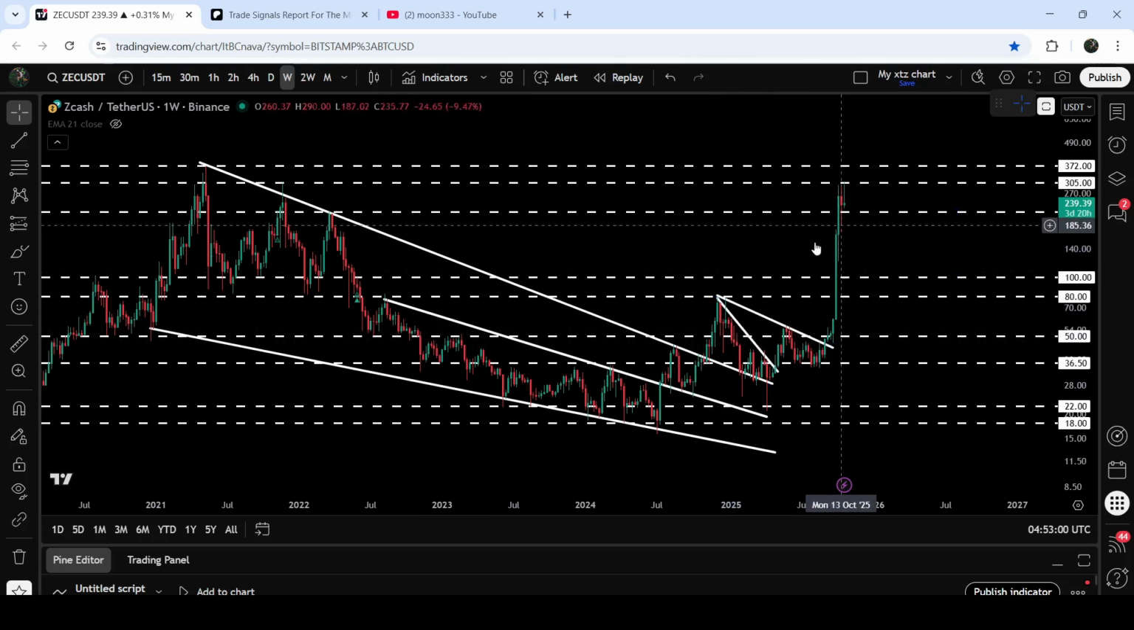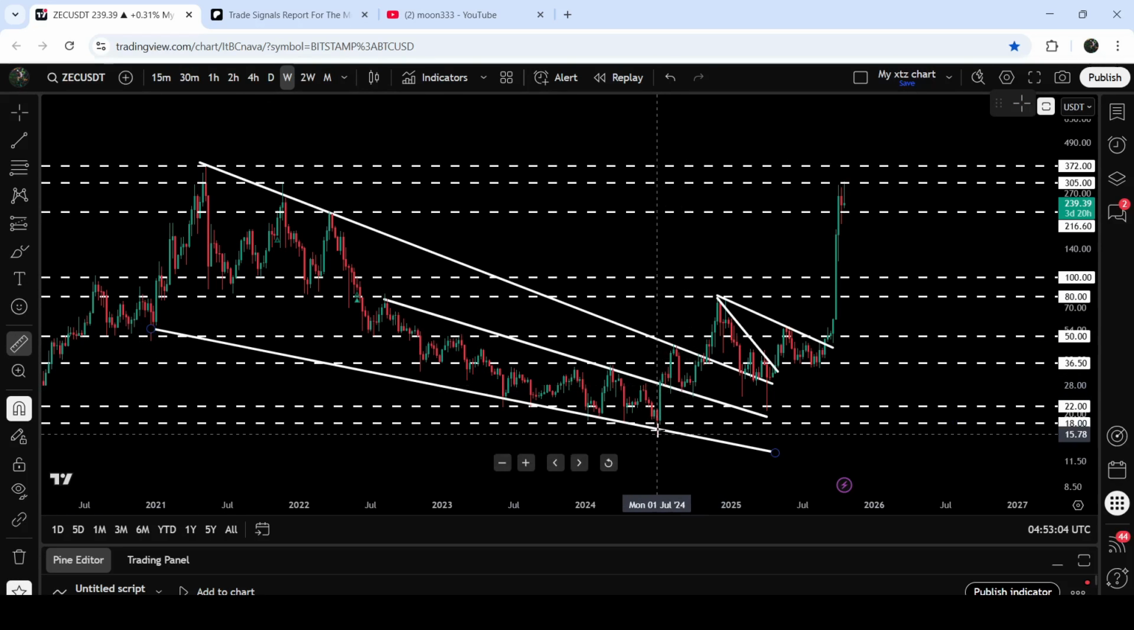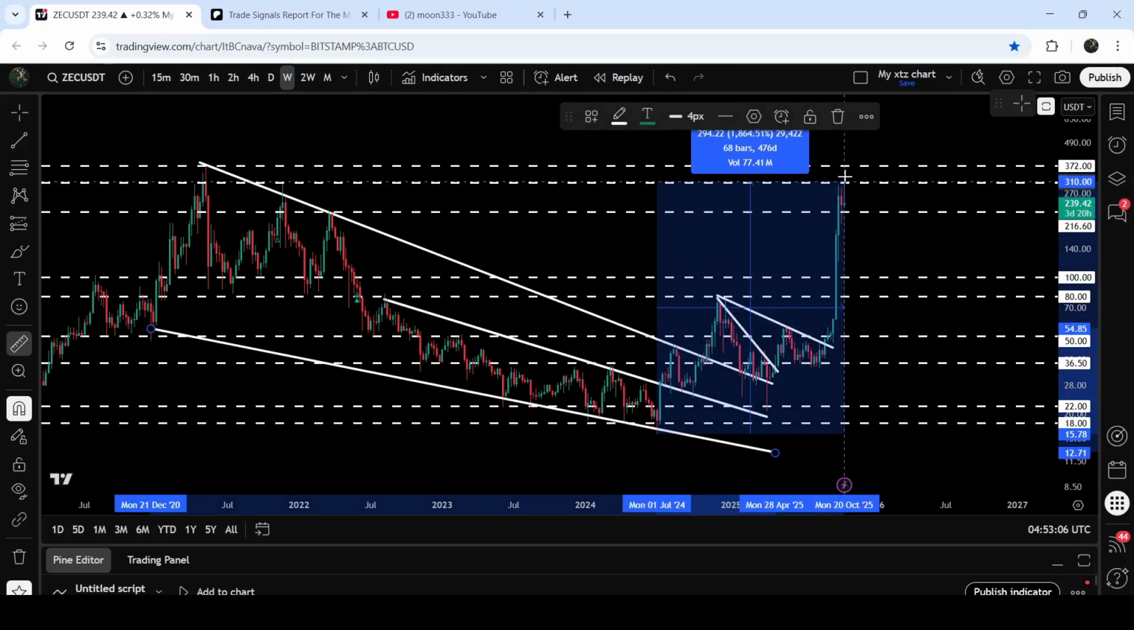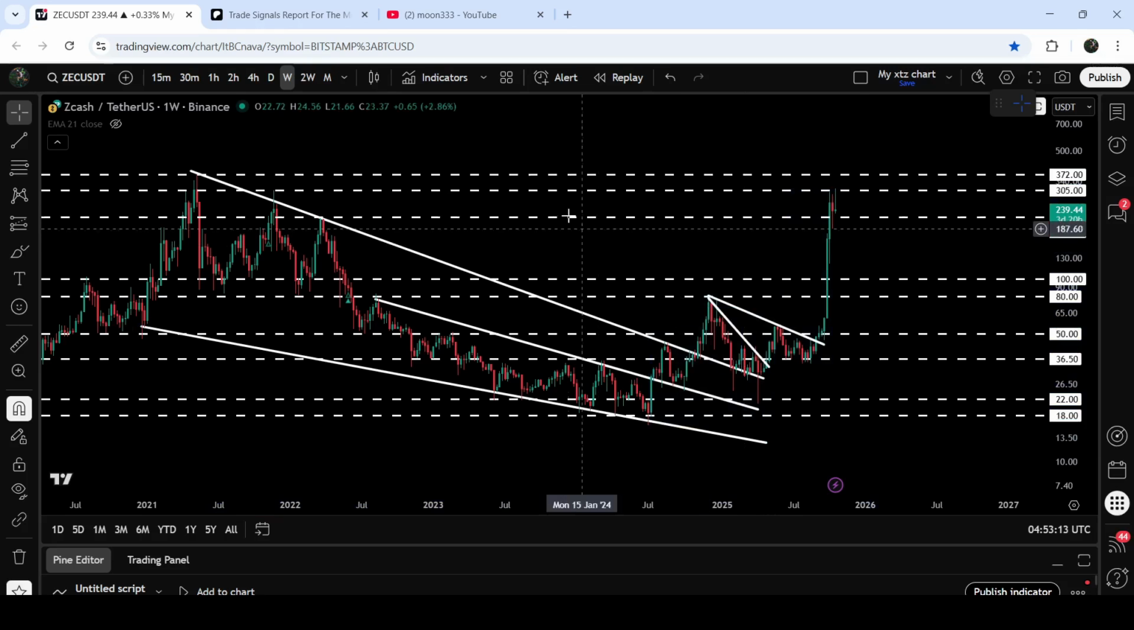Then we had a very, very massive rally. And so far, by the way, from this low to this current high, the price of Zcash has rallied more than 1800%. And in today's video, we will once again analyze this move.